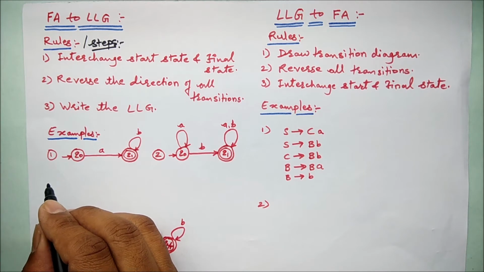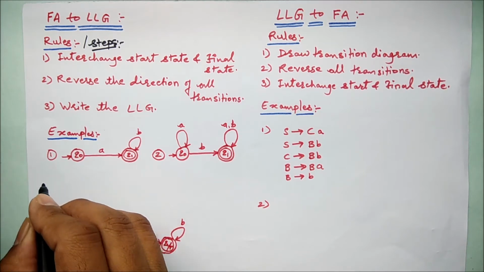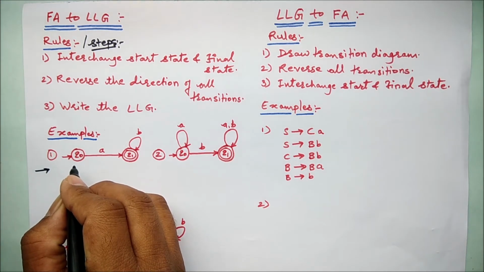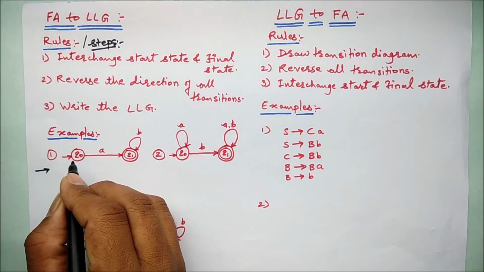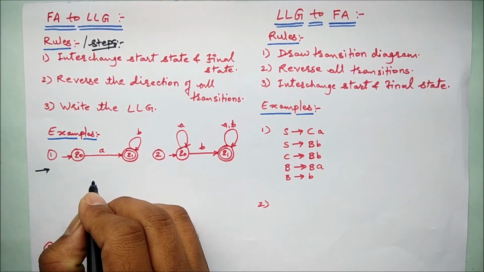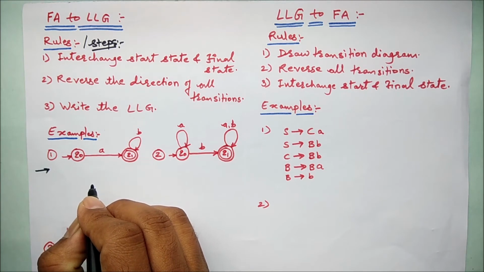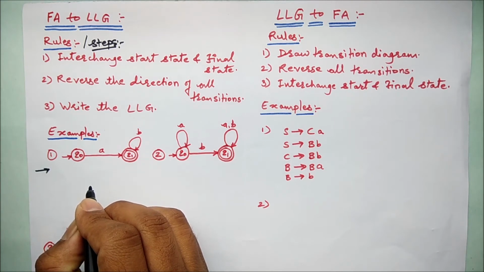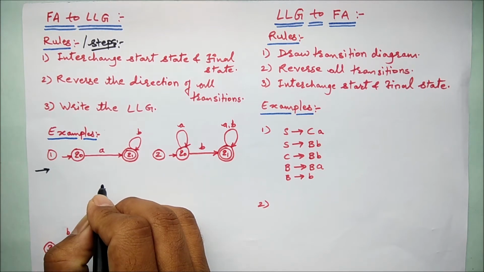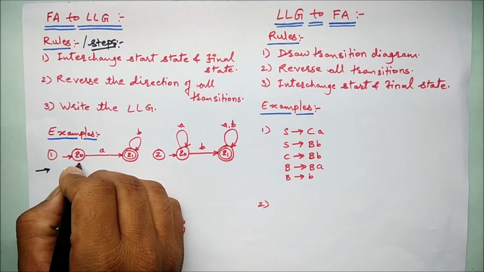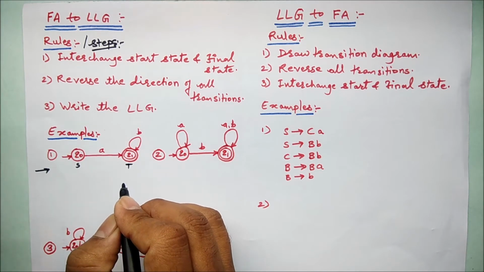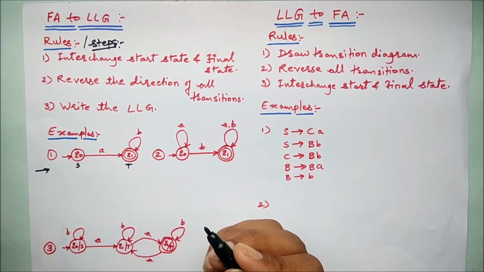Let's try to solve the first example. Here the given finite automata has two states, my dear friends, that is Q0 and Q1. We can understand that two non-terminals will be there in our grammar. So let's call these given states non-terminals. Let's call Q0 as S and Q1 as T. So let's follow the steps, my dear friends.